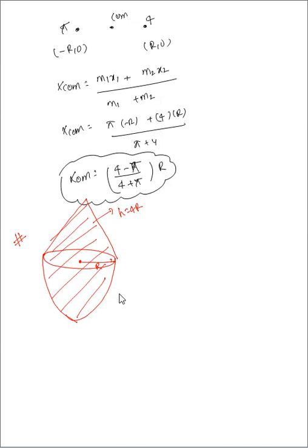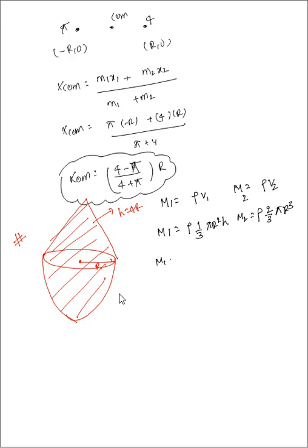To calculate that, first we need to calculate mass 1 and mass 2. So m1 equal to rho v1, and m2 equal to rho v2. The cone volume is 1 by 3 pi r square h, so m1 is rho into 1 by 3 pi r square h. And m2 equal to rho into half of the sphere volume. So 4 by 3 total, half of that means 2 by 3 pi r cube, we know that.